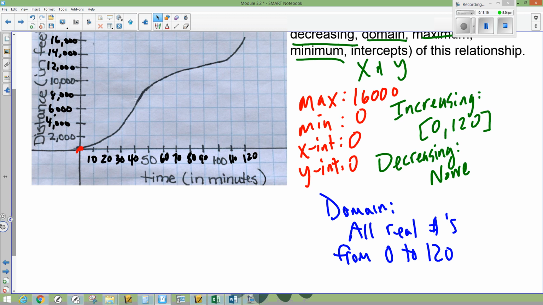Okay? Now, like I said, we'll stop here. We will pick this back up tomorrow and finish tomorrow. Please clean up your area. Calculators need to be put away. Okay?